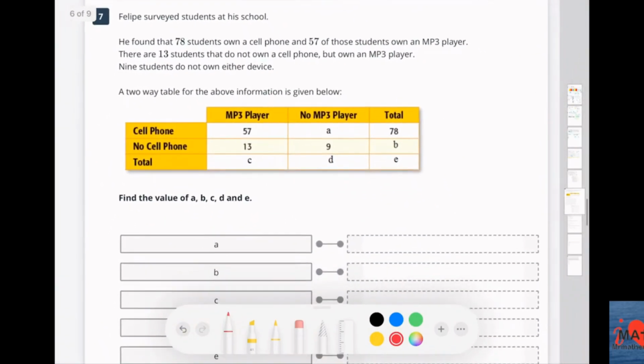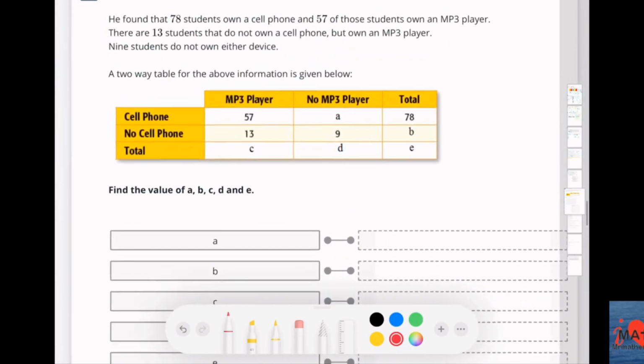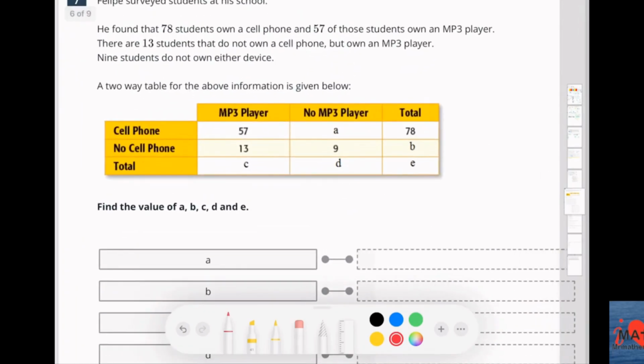Number 7. Felipe surveyed students at his school. He found that 78 students own a cell phone and 57 of those students own an MP3 player. An MP3 player is like an iPod or something that plays music. There are 13 students that do not own a cell phone but own an MP3 player. 9 students do not own either device. A two-way table for the information is given below.